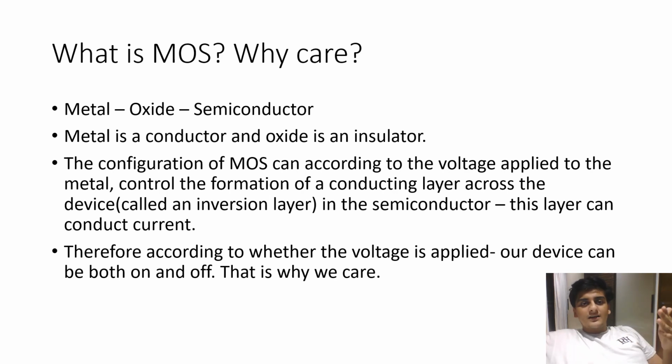So since we can control the formation of this conducting layer across the semiconductor, we essentially can control the on or off state of this MOS device using the voltage at the metal or the gate. And this is why we care about the MOSFET, because essentially we want to make a switch, remember? Yeah. So that's why we care.